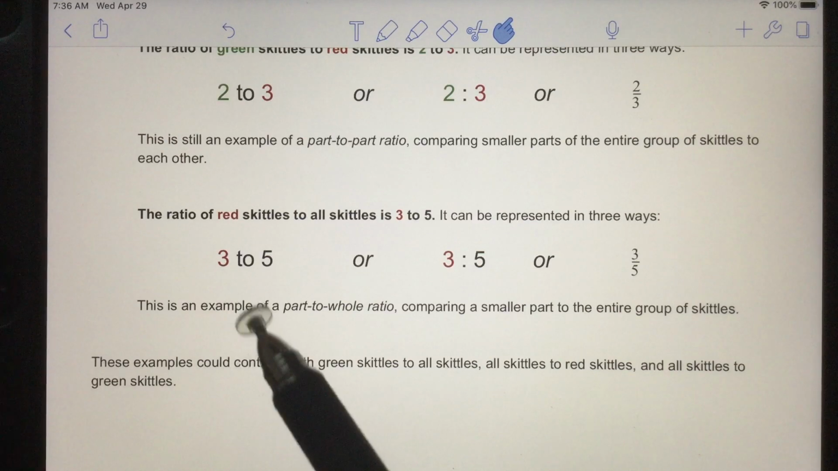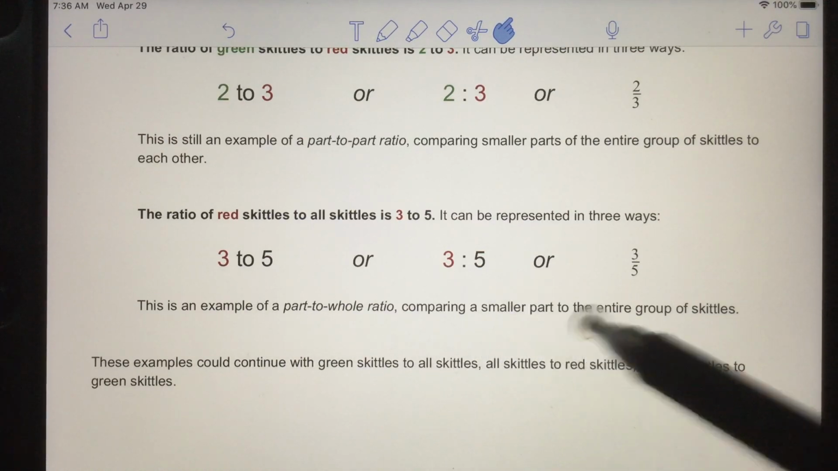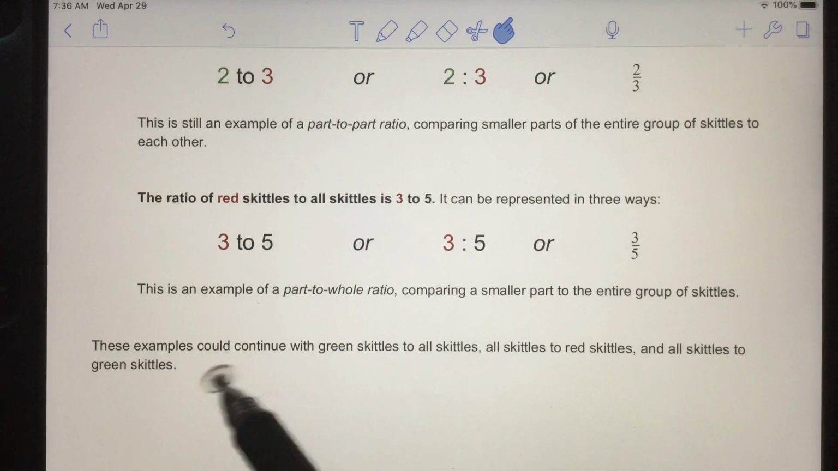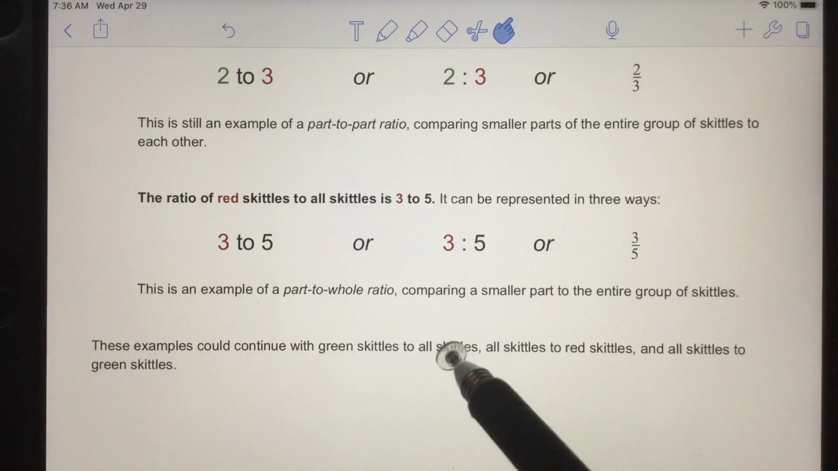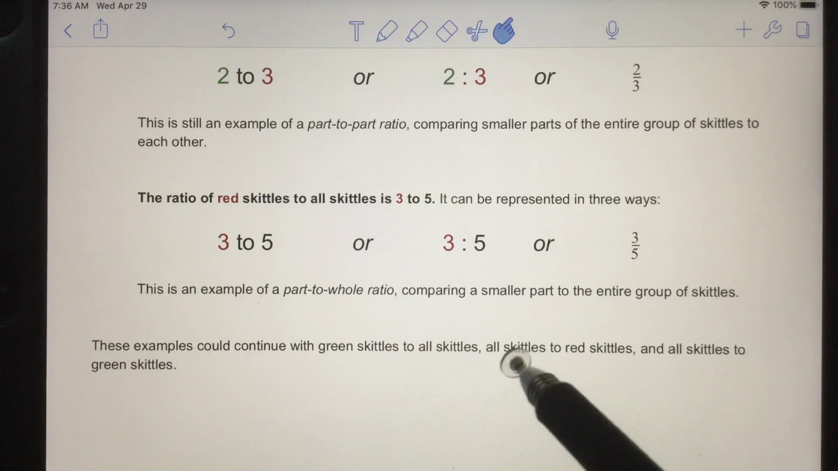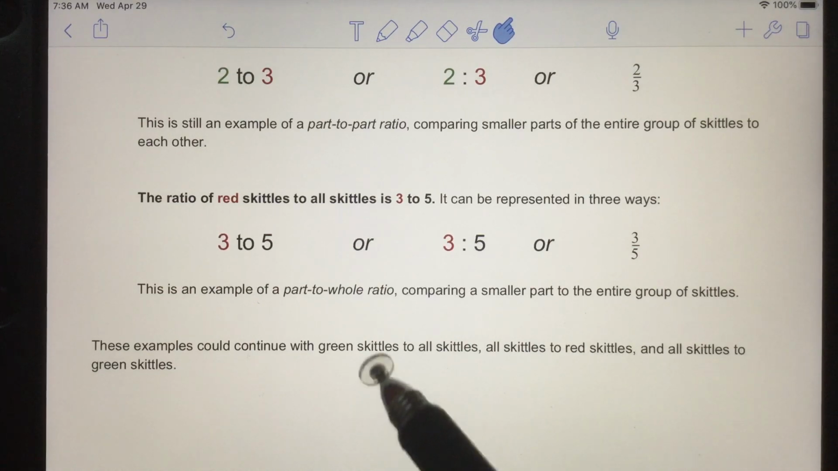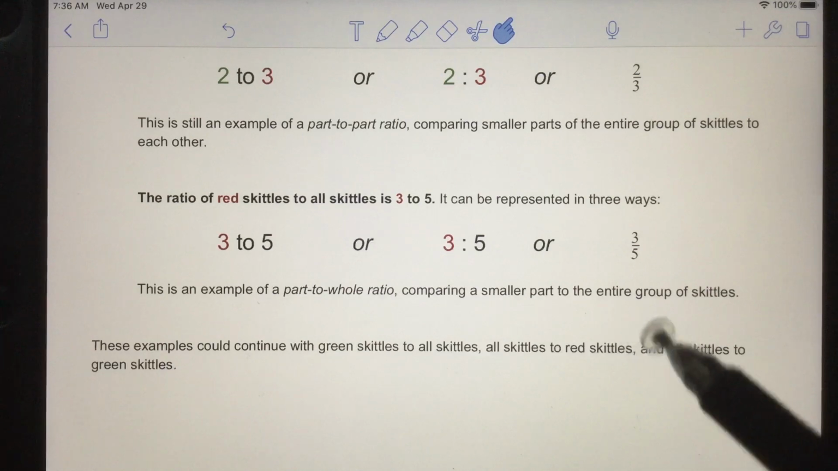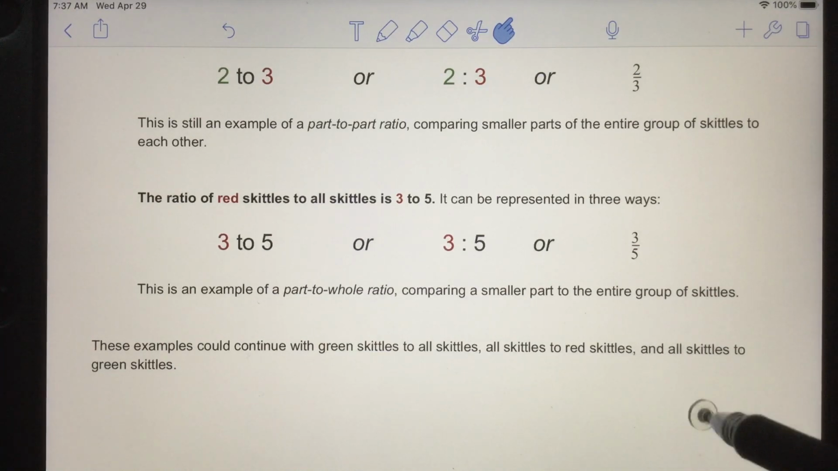Now this is an example again of a part-to-whole ratio, and I could start mixing and matching those around. I could say, tell me the green to all. That would be part-to-whole as well, or all Skittles to red Skittles. So now it's like a whole to part. So I just flip that part around here. It would be whole to part, and same with all Skittles to green Skittles.